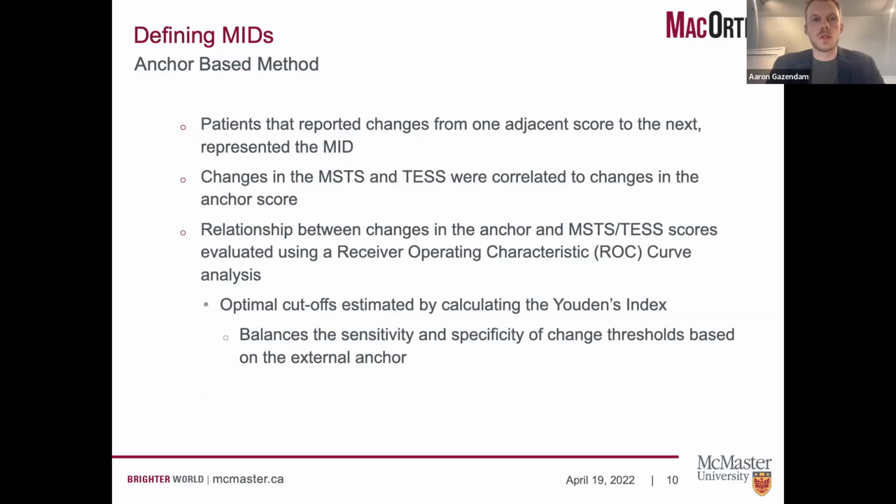So patients that report changes from one adjacent score to the next in the anchor represented patients who had a minimally important difference. So if patients went from completely disabled to partially disabled, we correlated those changes to changes in the MSTS and TESS scores to develop our MIDs. We then took these scores and used a receiver operating characteristic curve to differentiate between patients with functional outcome scores who reported a change of 0 compared to a change of 1 on that external anchor. And then we used Youden's index to define optimal cutoff scores.